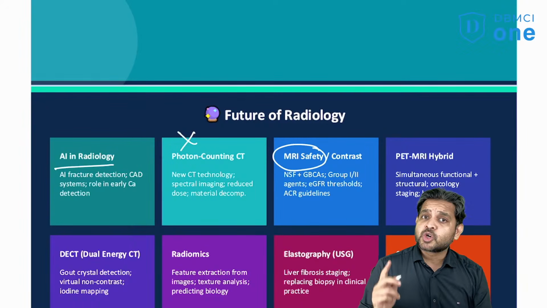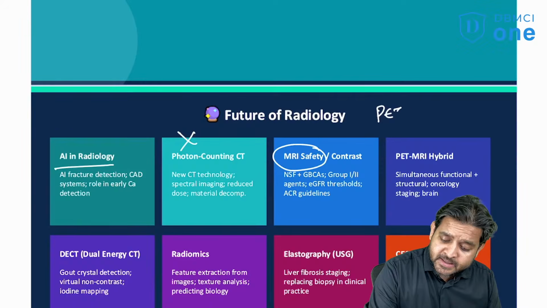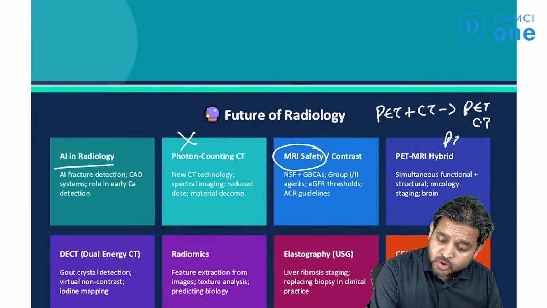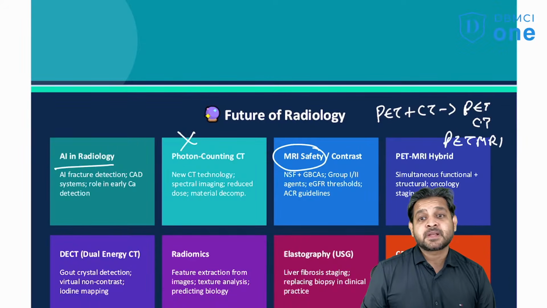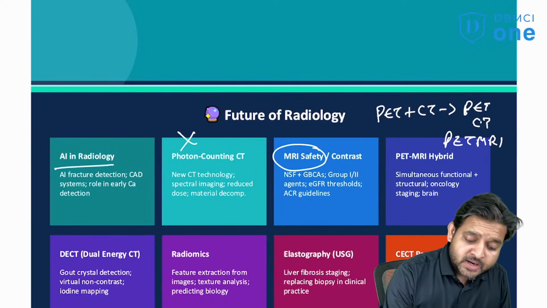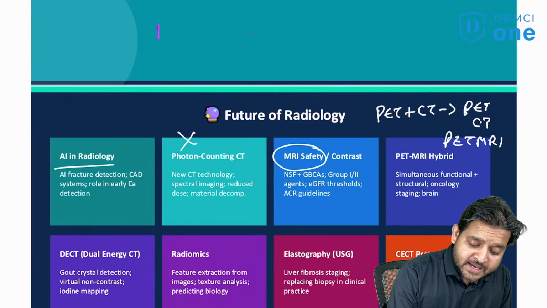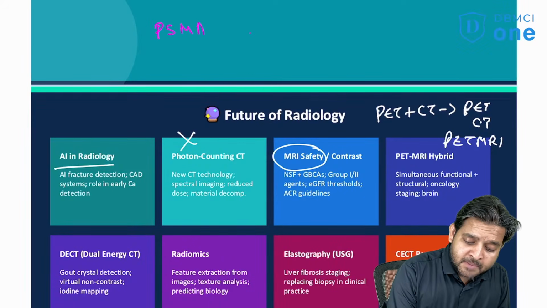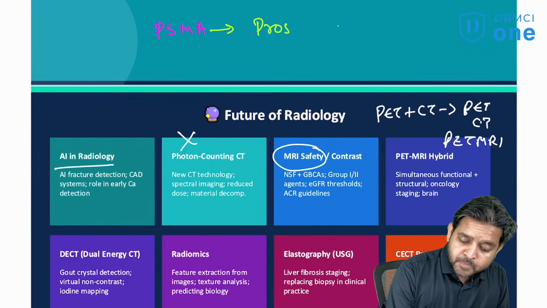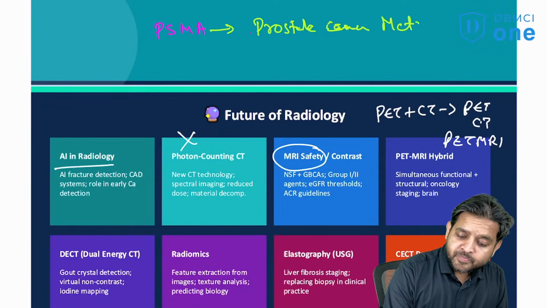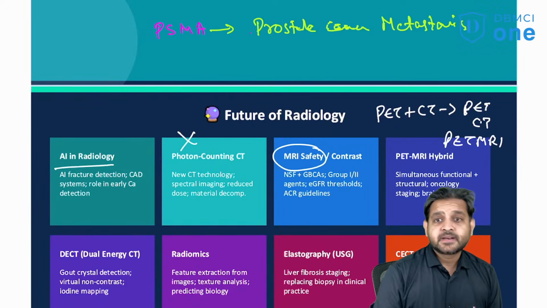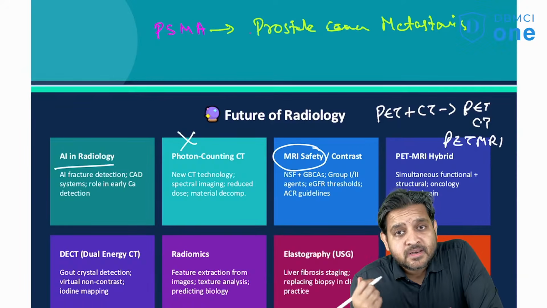They can ask you about PET. They can ask you about PET plus CT, which is PET CT. They can ask you about PET MRI, which is PET plus MRI. They can ask you newer compounds of the PET like PSMA PET. Now it is to be noted that PSMA PET is for prostate cancer metastasis.